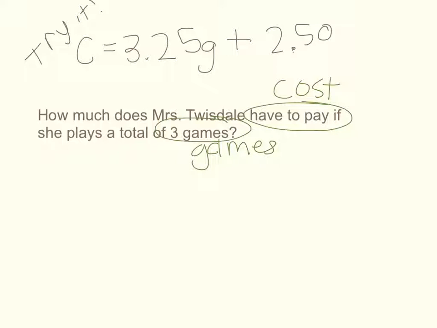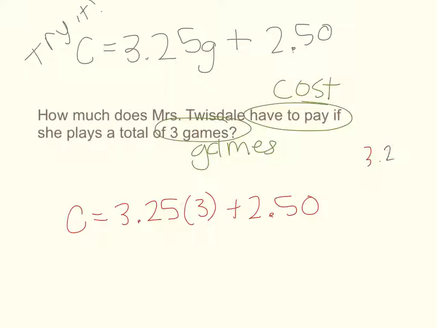All right, go ahead and try to solve that. Okay, so let's go ahead and plug this in. We don't know how much the cost is, so we're going to keep C the same. C equals 3.25. Now, do I know how many games I played? Yes, I played 3 games. And I'm going to add $2.50 for my shoe rental. So I need to multiply 3.25 times 3.